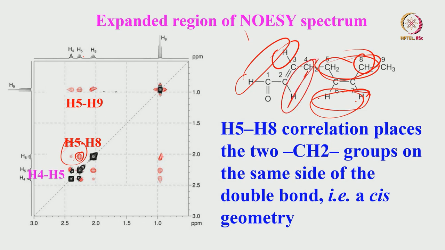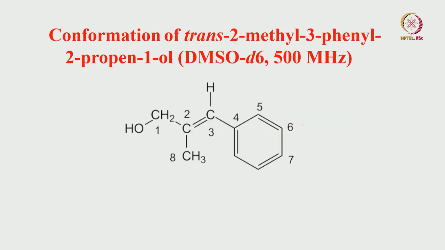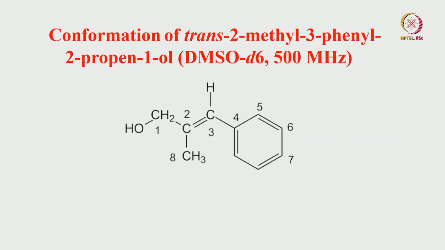So there are varieties of correlation information we could get, so many correlated peaks. All these things put together, in a nutshell, we can say this molecule has one double bond with a trans geometry and another double bond with a cis geometry. This is the structure of the molecule. So we can get the structure of the molecule very easily like that. Of course, we can continue further with one more molecule, we will see that.